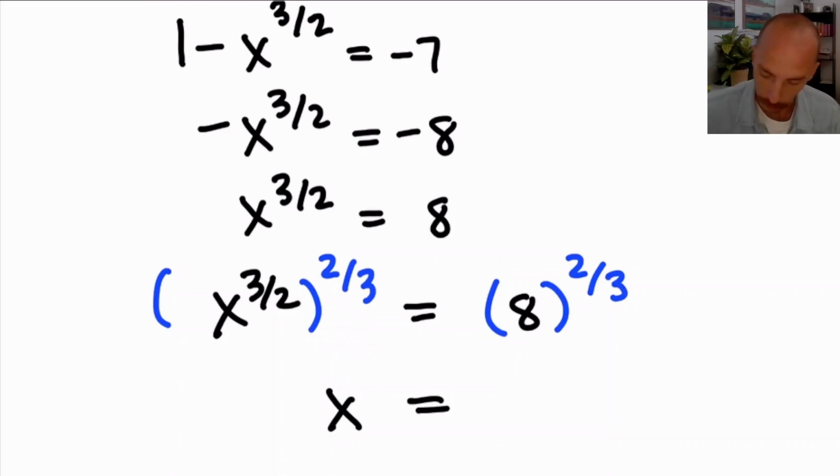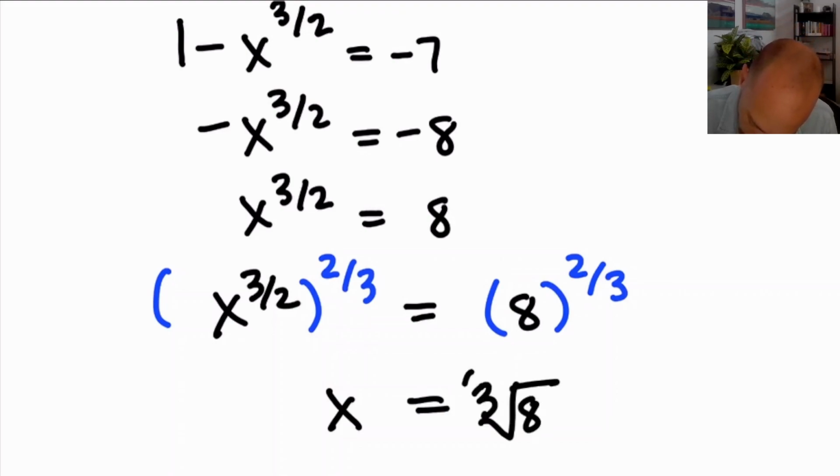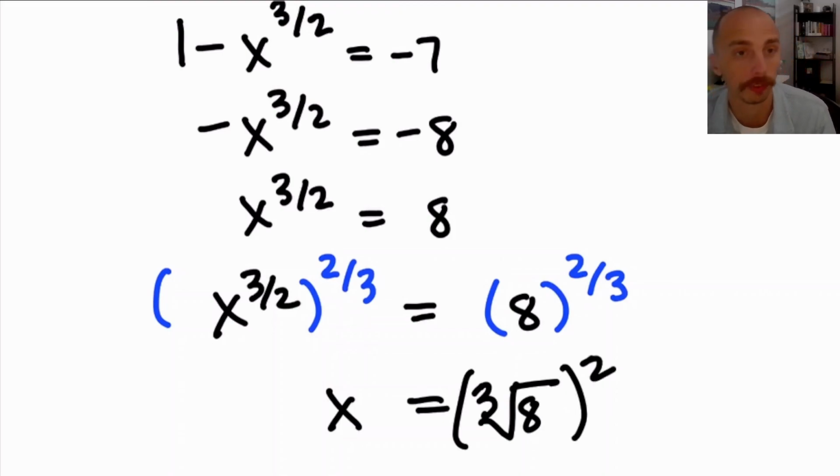Remember, I'm going to always recommend dealing with the denominator first. That's going to be the cube root of 8 squared. Maybe you can do the cube root of 64. Yeah, you very well may be able to. But something like 16 to the 3 halves, that's not going to go so well for you, right? And especially not 64 to the 3 halves.